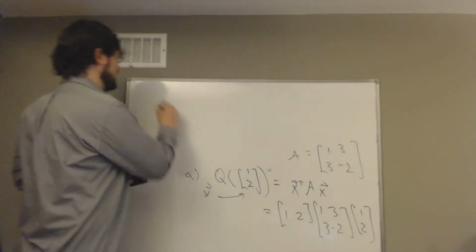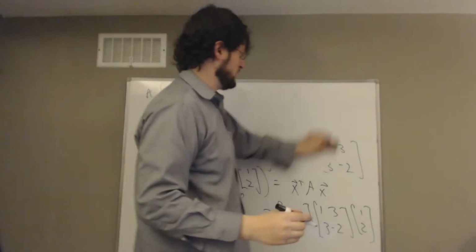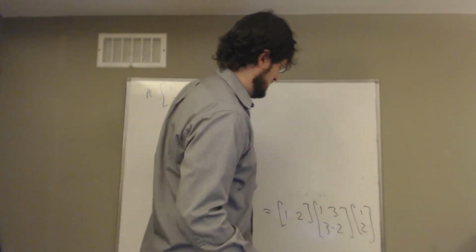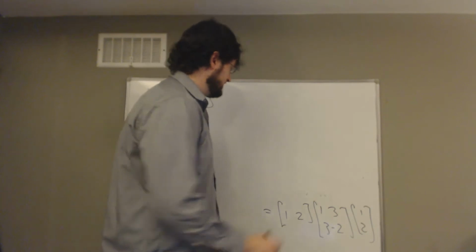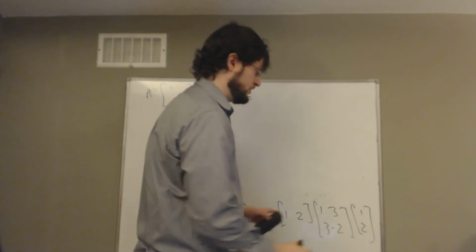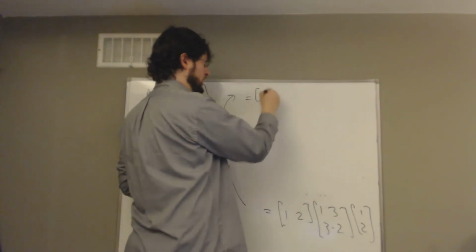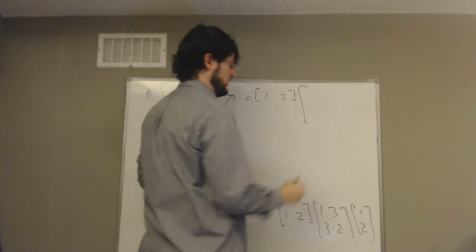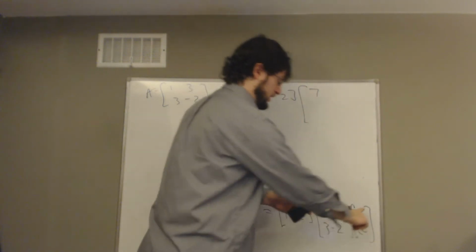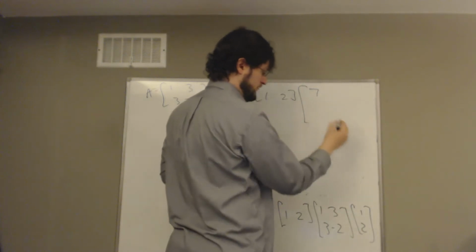Let's keep our matrix. So what do we get when we work this out? Let's just do the last two first. So this will be 1 plus 6. So I'll have 1, 2 times 1 plus 6, which is 7. And then I'll have 3, which is -1.